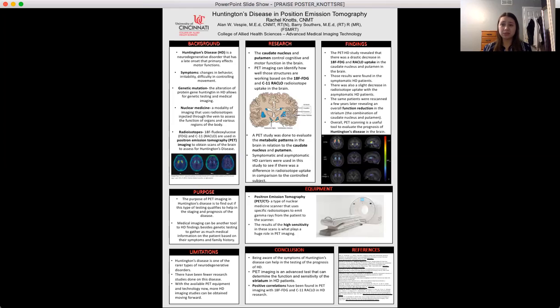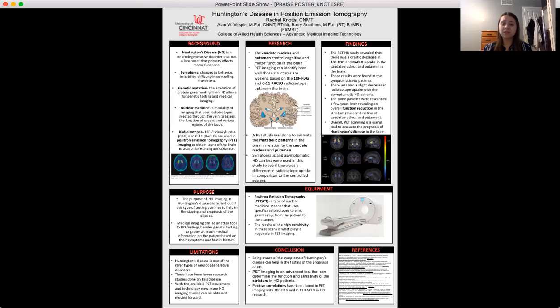So these same patients were rescanned years down the road after this disease is still in their body as it is continuing to worsen over time, because that's what happens with this disease. And based on more scanning that was done years down the road, there was found to be an overall function reduction in the striatum. And the striatum is just a combination of the putamen and the caudate nucleus. So there was a percent reduction in that motor function in the brain.